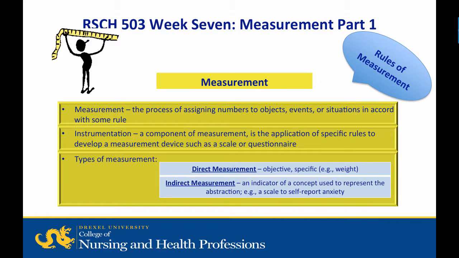Through measurement, researchers assign numbers to objects, events, or situations according to some rule. Thus, by number assignment, statistical analyses can be applied in quantitative studies. Rules of measurement are applied in the design of an instrument used to measure a variable of interest in research. Well-designed quality instruments obtain reliable and trustworthy data when measuring variables.